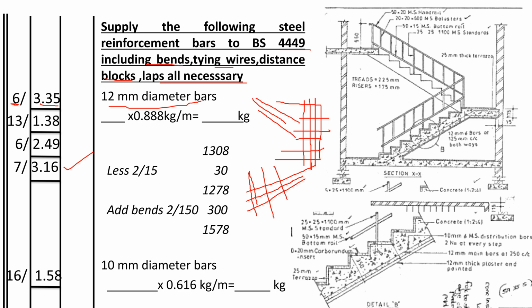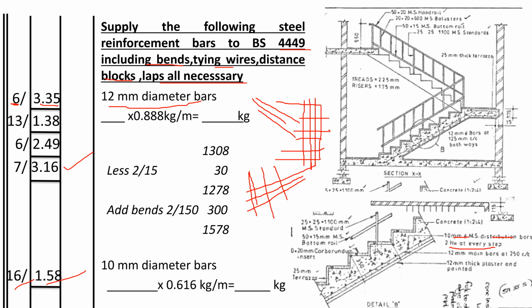These ones we have been told they are 10 millimeters distribution bars, 2 numbers at every step. How many steps do we have? 16. So what will be the length of those bars? The length of those bars shall be, we have taken the width of the landing, then we add the beds, we get 1.58.